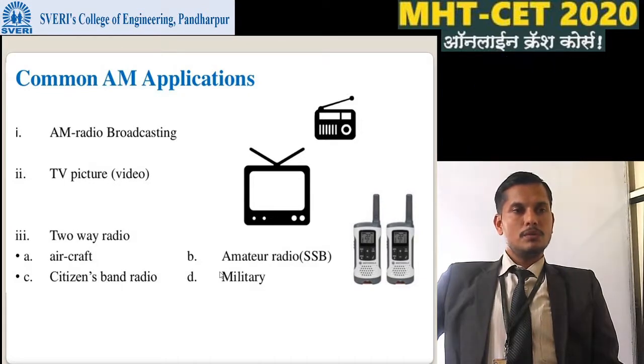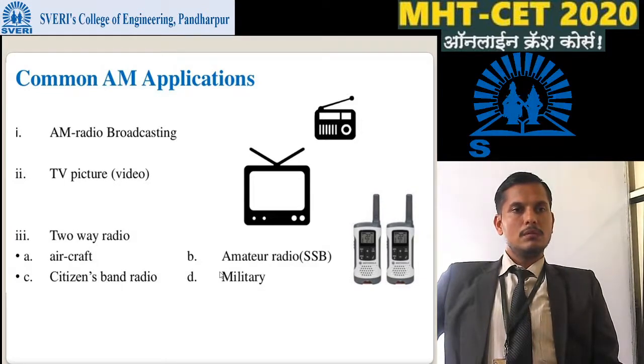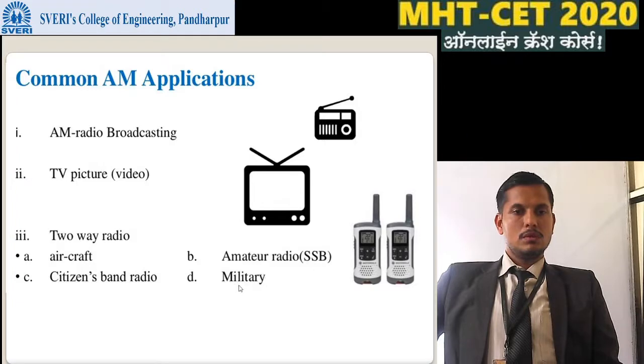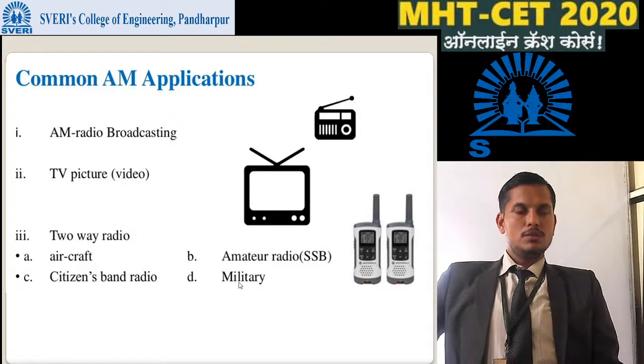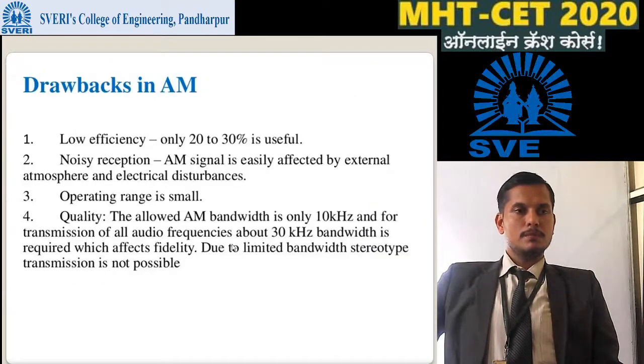If we observe the common applications, they are AM radio broadcasting, TV picture, video, two-way radio, that is aircraft, citizens band radio, amateur radio, and military. So different applications are there. These amplitude modulation waves we are using for different applications.